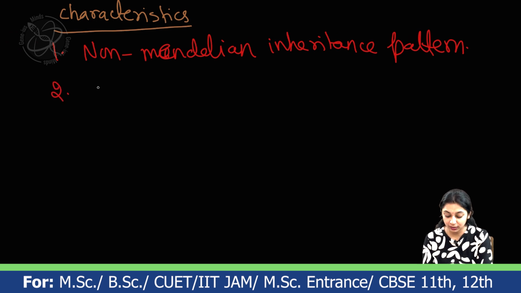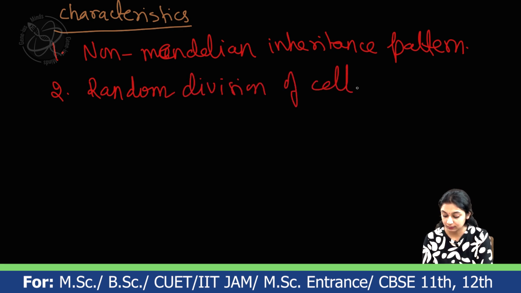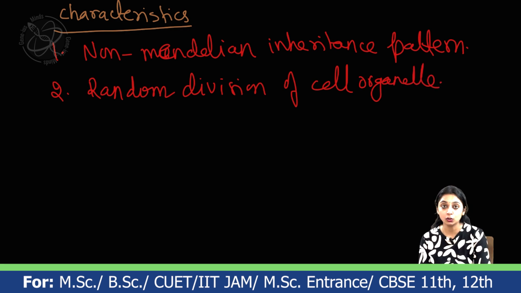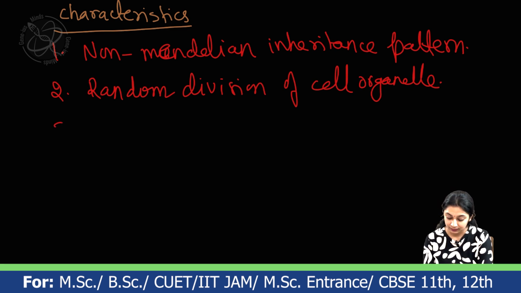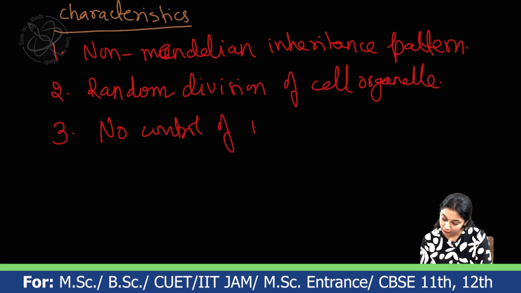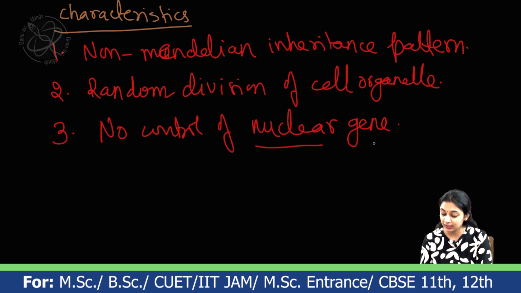The second important point is that there is a random division of cell organelles. So the number of cell organelles, whether it is mitochondria or chloroplast, is not fixed. It can vary from organism to organism. The third point is that there is no control of nuclear genes. Since this is cytoplasmic inheritance, nowhere are the nuclear genes involved or governing the trait shown by the progenies.